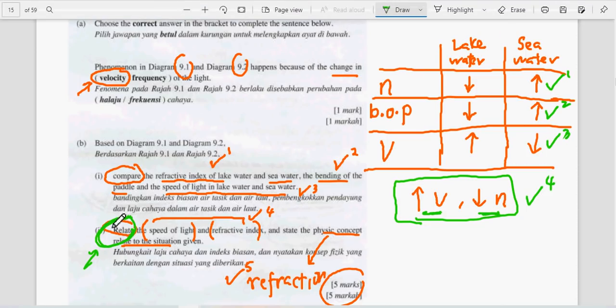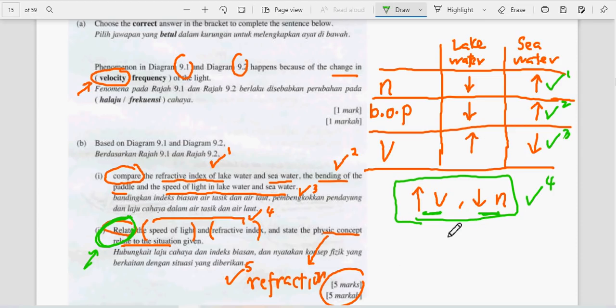Okay, for this question, relate. Just write general like that. Just write the greater the speed of light, the greater the refractive index. Don't refer to lake water or sea water anymore. Just write general like that.